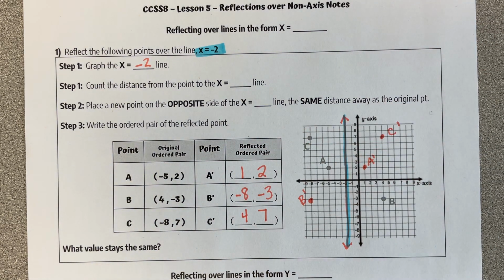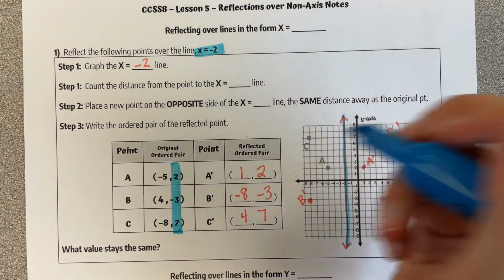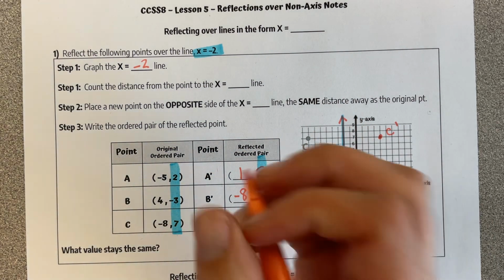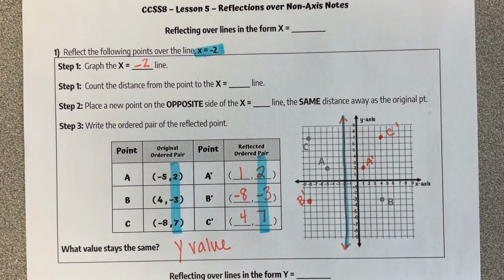What we'll notice there is what value stays the same. Right here, the 2, the -3, and the 7 stayed 2, -3, and 7. So the value that stayed the same was the y value. Our x's changed.